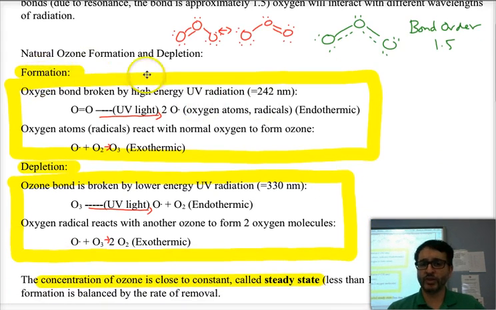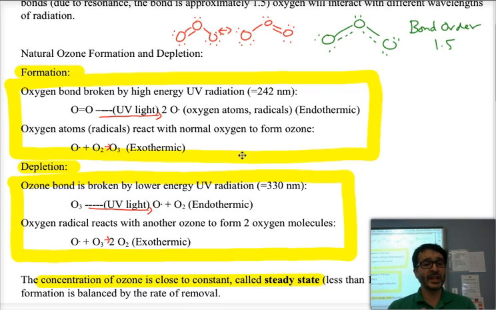If we look at the formation of ozone naturally, the oxygen-oxygen double bond requires ultraviolet radiation in the order of 242 nanometers. So it actually is high energy. The wavelength is going to be smaller. That's going to break it into two oxygen atoms. And again, when that oxygen radical reacts with an oxygen molecule, it creates ozone. Bond breaking is endothermic, bond forming is exothermic. So overall, we need to absorb that ultraviolet radiation in order to make ozone.